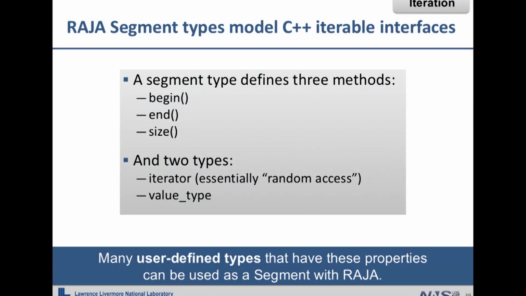And all our segment types model this iterable C++ interface. So you need to have a begin, end, and a size, and provide two types inside the class. So you can have user-defined types that, if they have these properties, you can use as a RAJA segment for getting those indices out of.